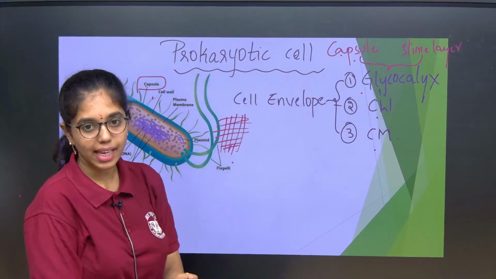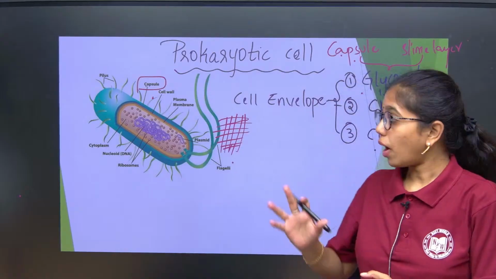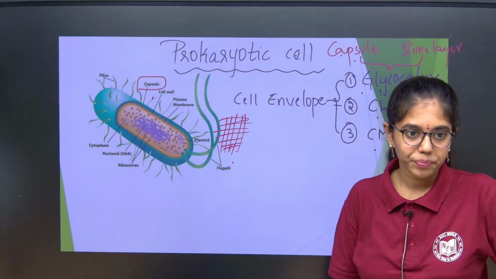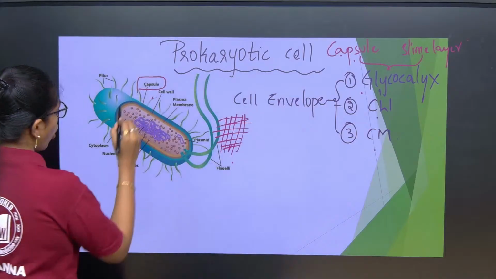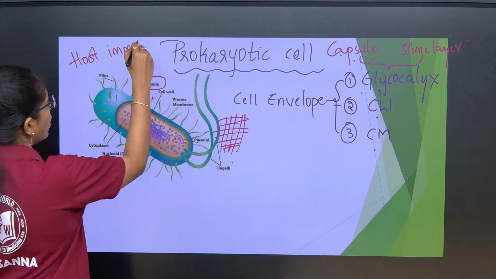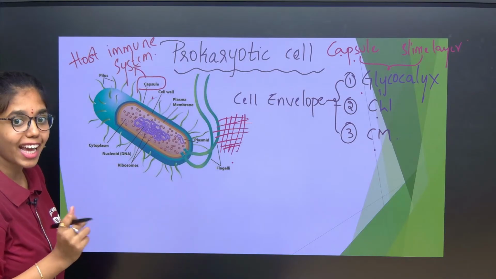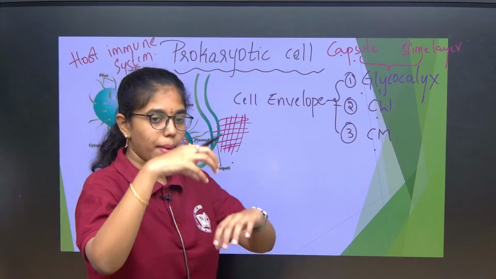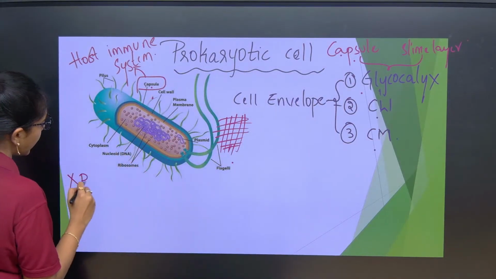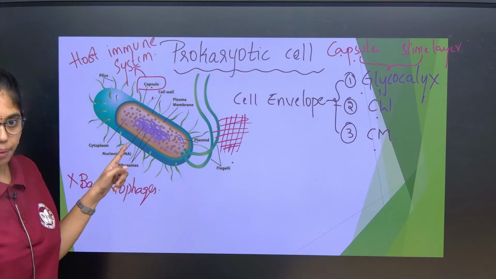If it is thick, it is called a capsule. If capsule is present as the outer layer, how is it helpful to the bacteria? It will prevent the bacteria from the host immune system. And it will prevent the bacteria from the attacks of bacteriophage. You know what is a bacteriophage? Bacteriophage will infect the bacteria. So, if capsule is there as the outer layer, it will prevent the effect of bacteriophage, thereby preventing the infections of bacteria. Two points clear to you?